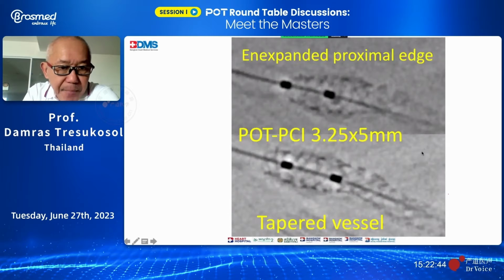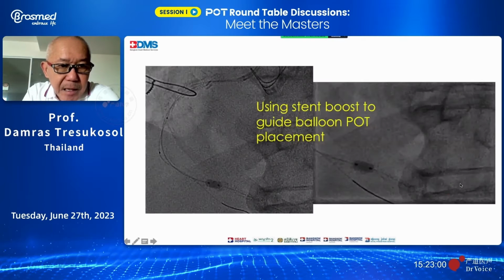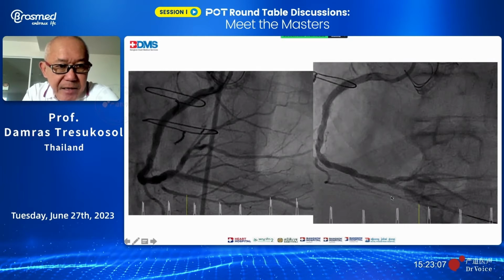And now we pick up the 3.25 by 5 POT PCI balloon. You can see that there is a tulip contour on the edge of the stent. So we do the POT on this tapered vessel. And we use stent boost to guide balloon POT placement to the RPD. And this is the final angiogram result. It's not perfect. There's some pinch on the RPL, but it's okay.